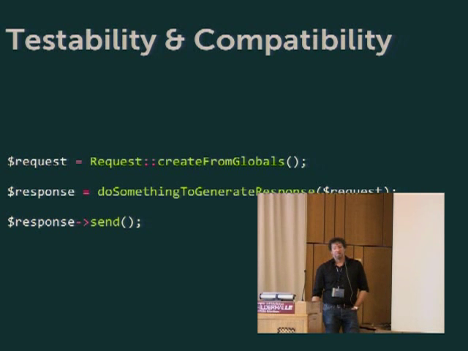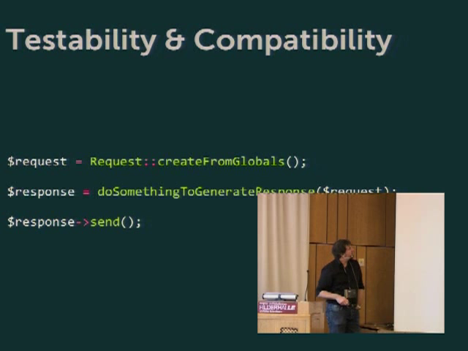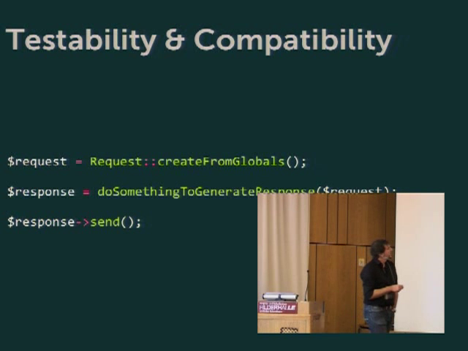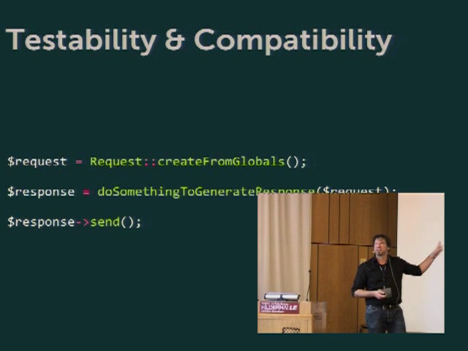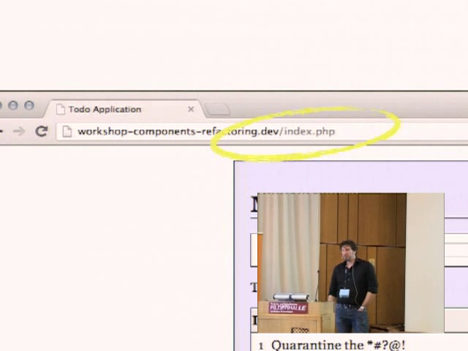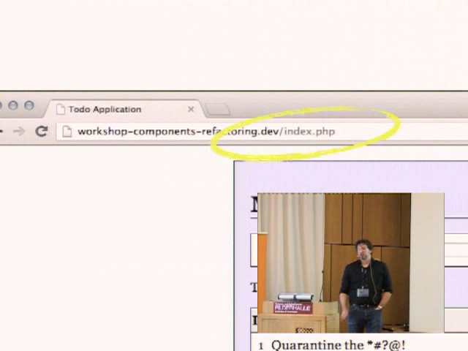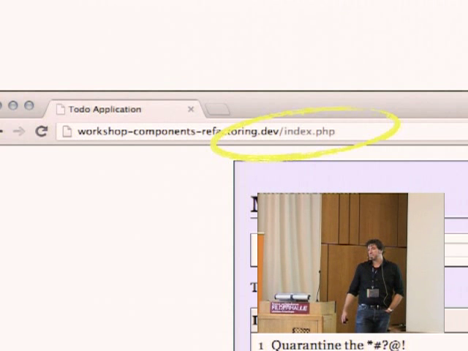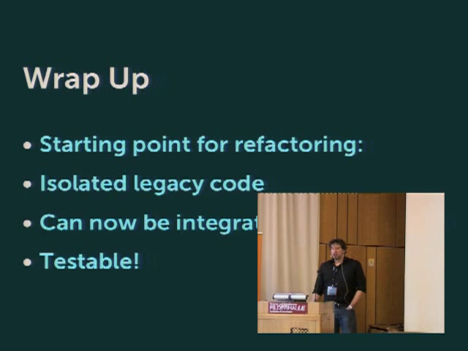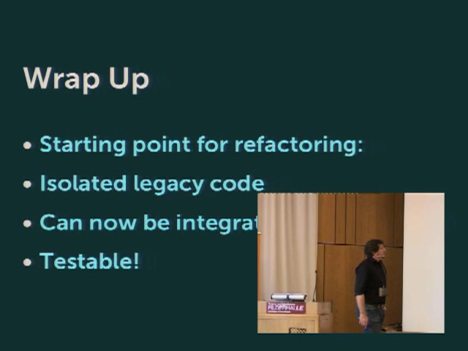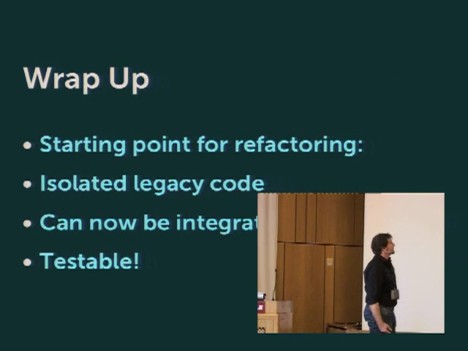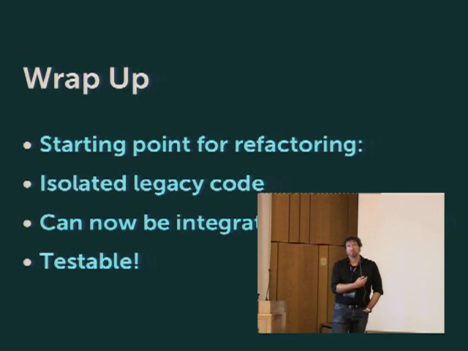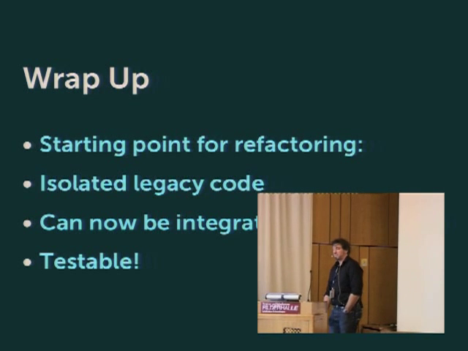Again, this is the simplified workflow. You create a request, you do something to generate a response, whatever. At this stage, that is still your pure legacy app, and you send the response. And the URL will still be the same, it will still keep working. So that's our starting point for refactoring. We've isolated the legacy code. We can now integrate this into a new application, and it's testable, which I'm going to elaborate on later on.